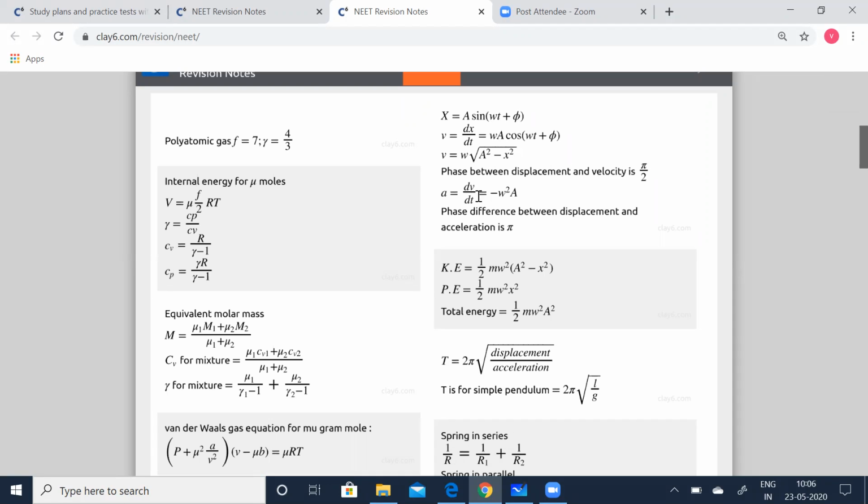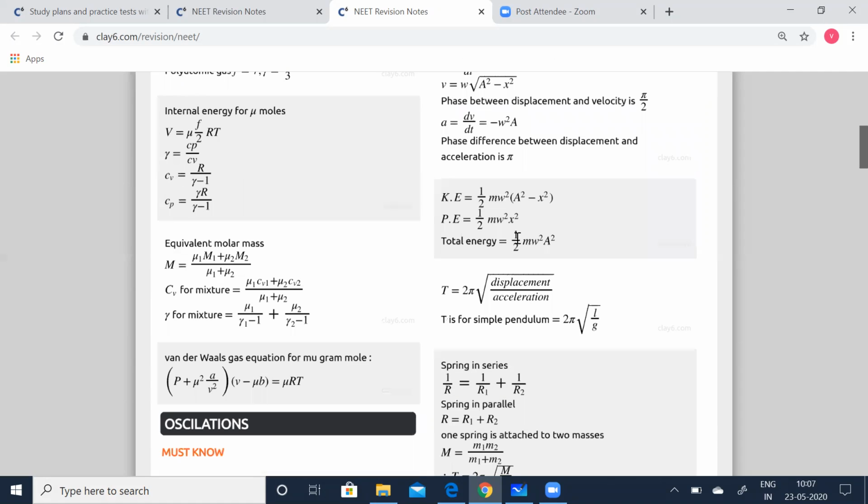Acceleration is the rate of change of velocity. So again, when you differentiate v, you get minus omega squared A sine(omega t plus phi). Or you can simply substitute and write it as minus omega squared x. The negative sign shows that it is in the opposite direction. So the phase difference between the displacement and acceleration is pi.